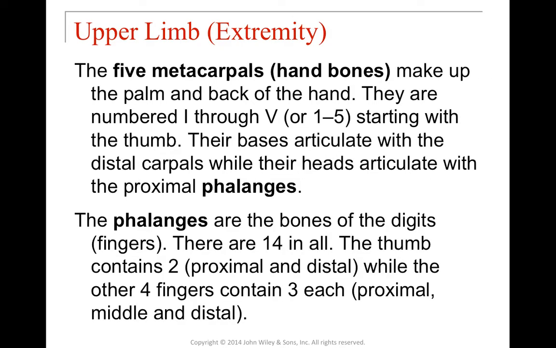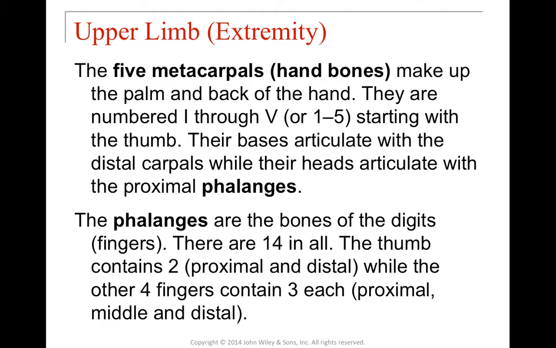So those 5 metacarpals are the hand bones that make up the palm and the back of the hand. They're numbered 1 through 5, and that starts with the thumb. So 1 is thumb and 5 is pinky. And their bases articulate with the distal carpals, right? So that's going to interact with your wrist on the distal region. And then on the proximal region, they're going to articulate with the phalanges. I apologize, I said that backwards. They articulate with the distal carpals on their proximal region, and they articulate with the proximal phalanges on their distal region, just to be clear.